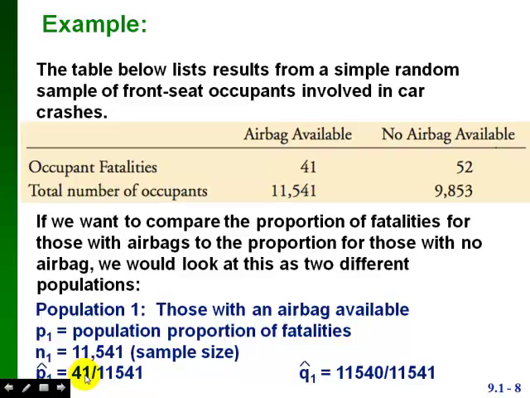Our sample proportion for that first sample would be the 41 over the 11,541, because what we're considering a success in this particular case is a fatality. So our number of successes is 41, and then we're dividing by the sample size. And that would mean our q1 with the hat would be 1 minus that. So we could write it as a fraction here as 11,540 over 11,541. And in both of these cases, we could convert these values to decimals.